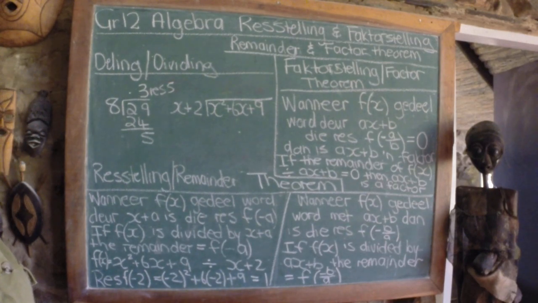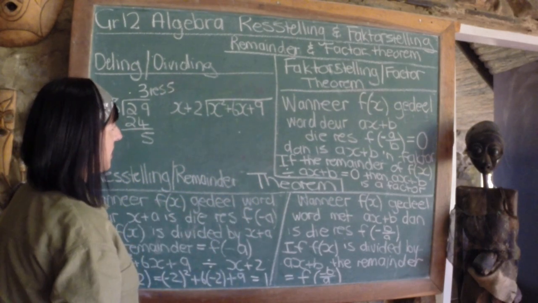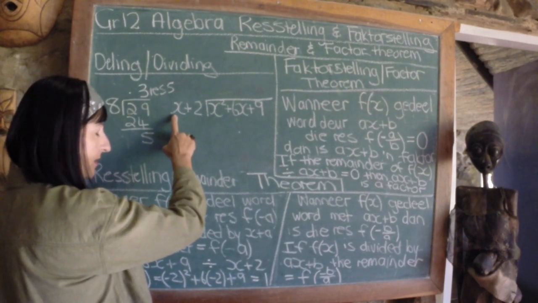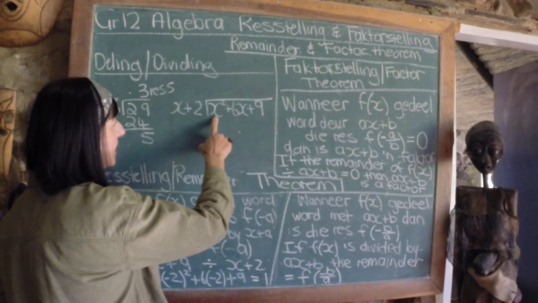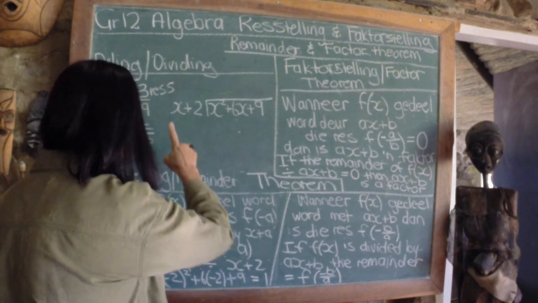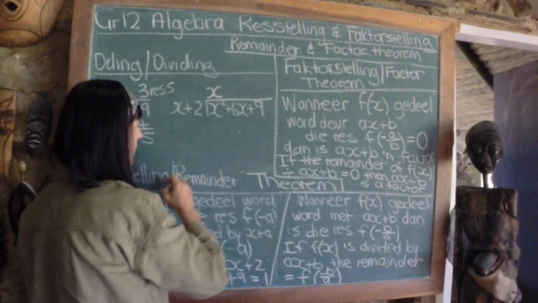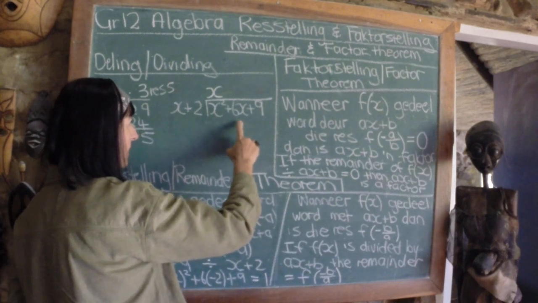Let's do that now algebraically. You take the polynomial x squared plus 6x plus 9 and you divide it by x plus 2. So ek gaan sê, kyk net na die x. Wat maal x gee vir jou x kwadraat? What times x going to give you x squared, and that's going to be x. So let's multiply this with this now and write it over there.